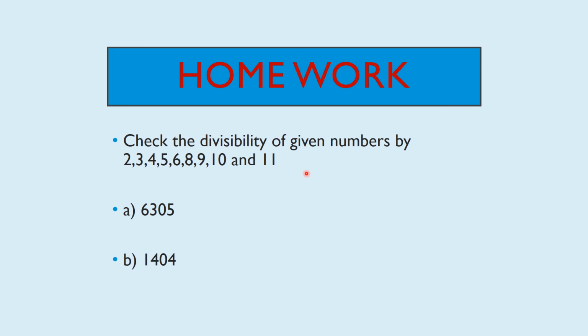Now, this is your homework. You have to check the divisibility of these two given numbers by 2, 3, 4, 5, 6, 8, 9, 10 and 11. You can make a table and do it in tabular form, or you can just write one number after the other. You can check divisibility by 2, then divisibility by 3, and you have to write the reason also why the number is divisible by 2, why the number is divisible by 3. You will just write the rules and solve and then show. So you will do first question 6305 and then 1404.